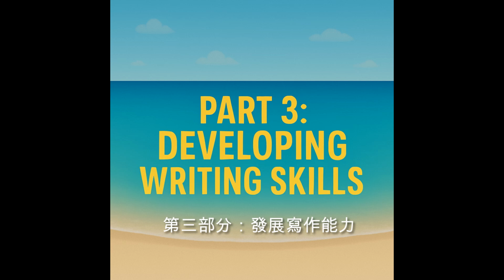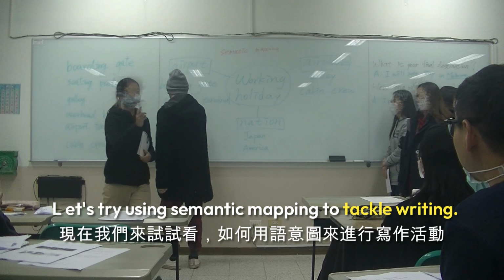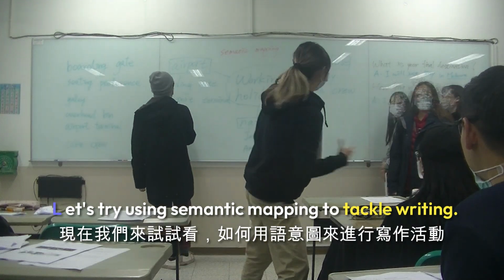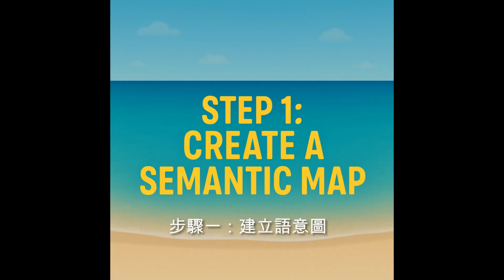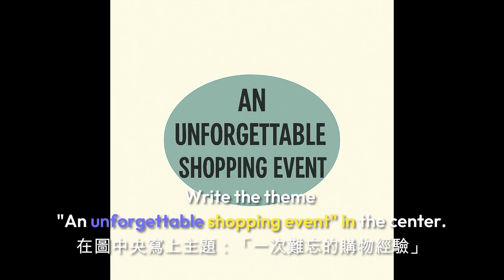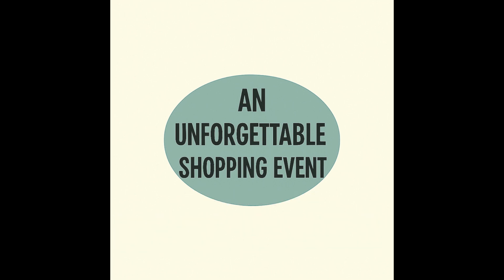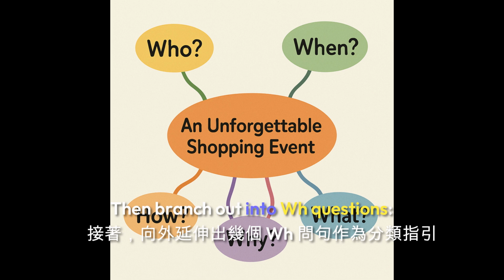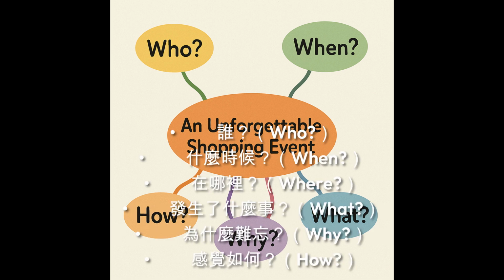Part 3. Developing writing skills. Now let's try using semantic mapping to tackle writing. Step 1. Create a semantic map. Write the theme, an unforgettable shopping event, in the center. Then branch out into WH questions. Who, when, where, what, why, how.